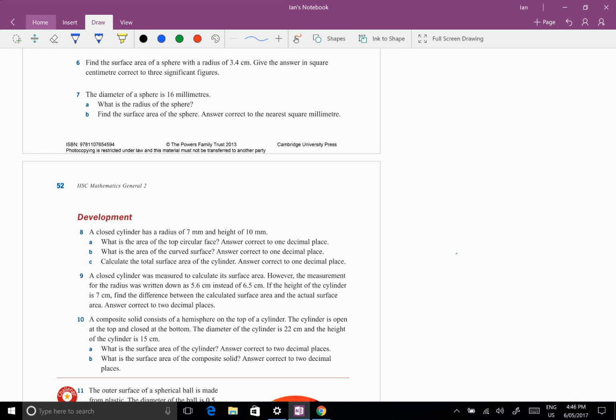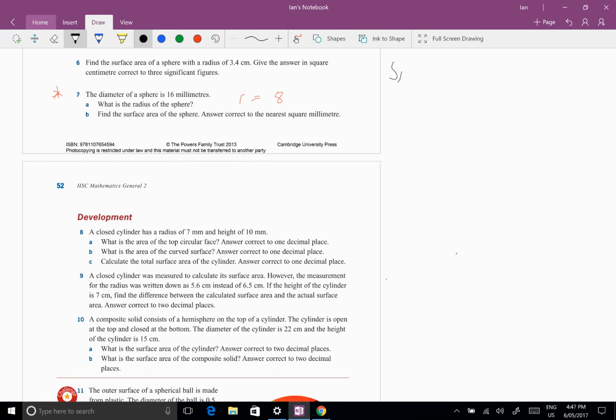This is exercise 2E, question 7 that we're going to do first. So it's a sphere, and it tells me the diameter. So straight away I know the radius is 8. So I've answered the first question. The radius is a half of 16. The radius is 8. And it asked me to find the surface area.